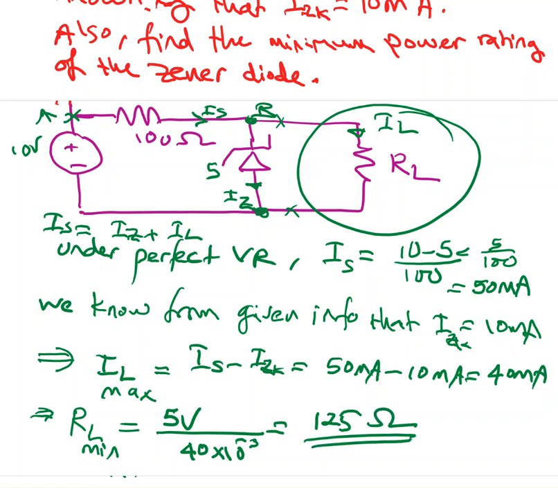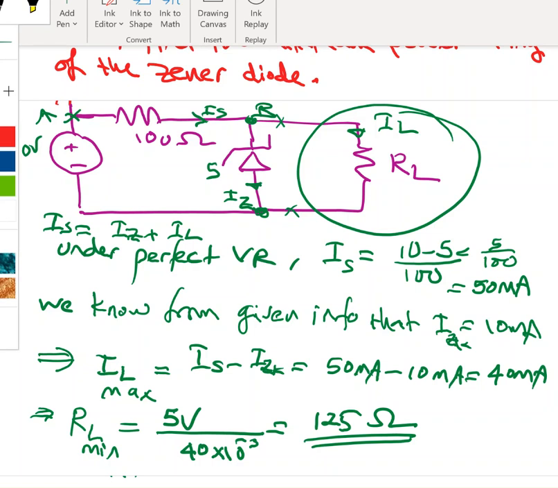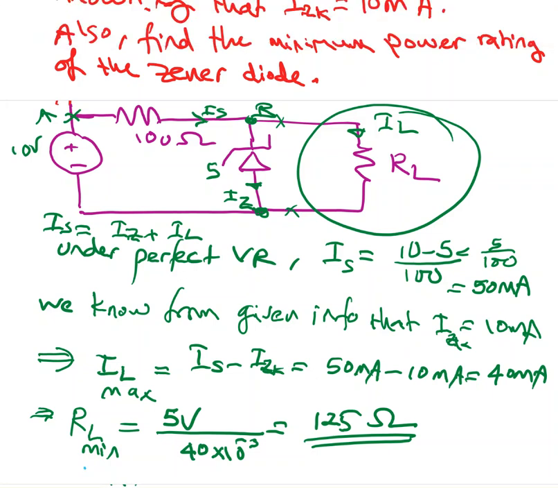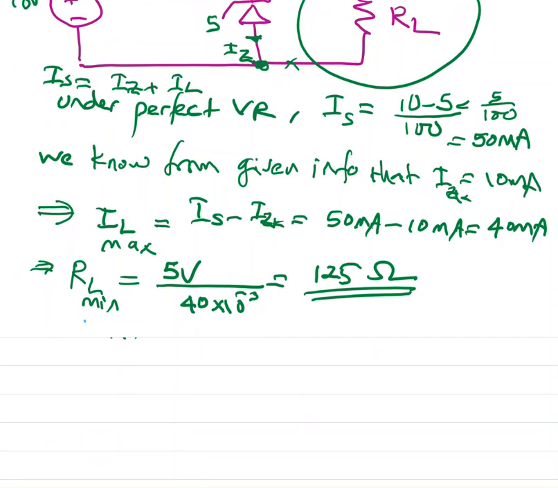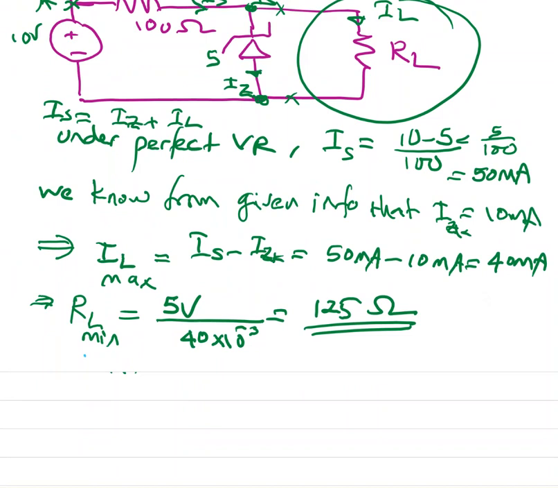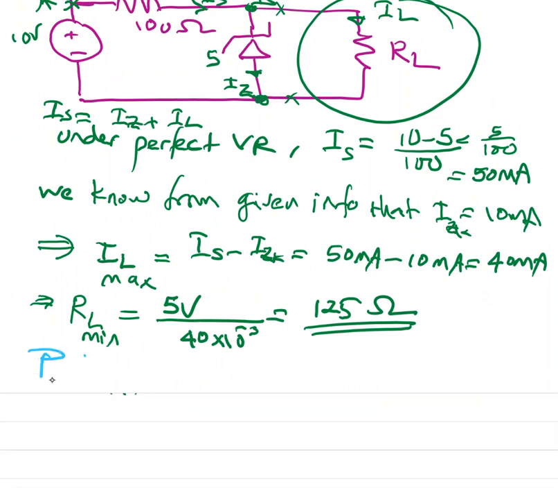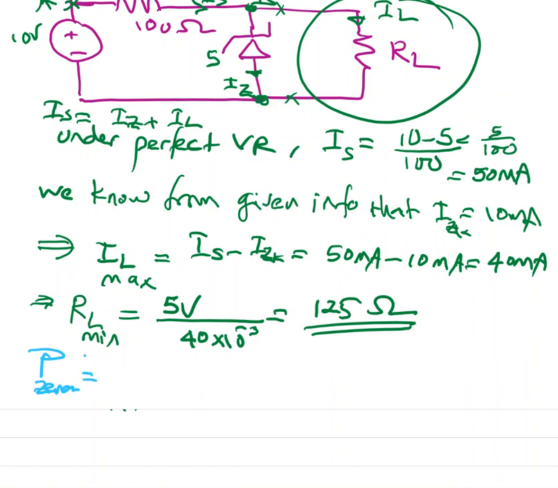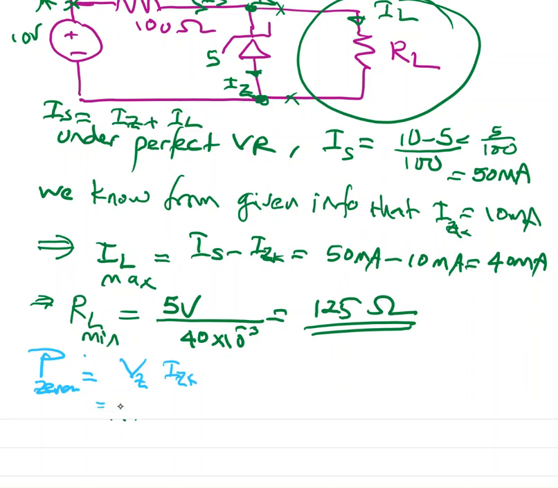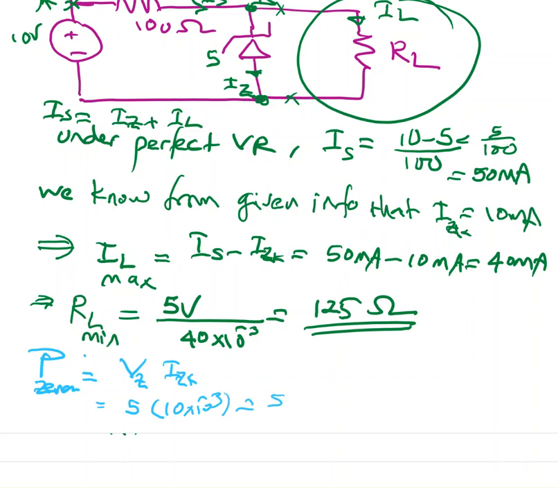Now, in order to calculate the minimum power rating for my Zener diode, I have to be very careful. Why is that? Because if I just say that the power in the Zener diode is equal to VZ multiplied by IZK, and use the numbers we have, that will be 5 volts multiplied by 10 times 10 to the minus 3, which is 50 milliwatts.